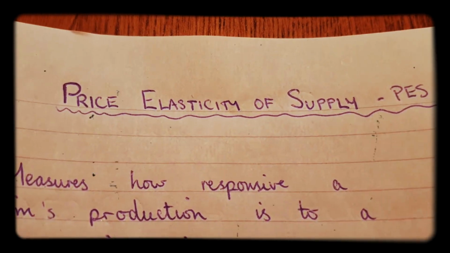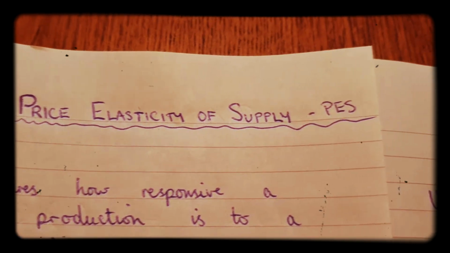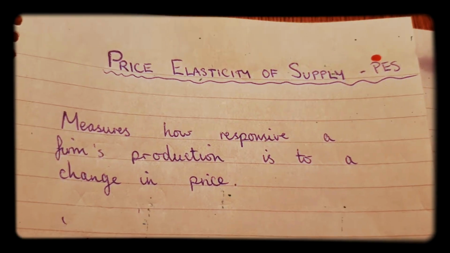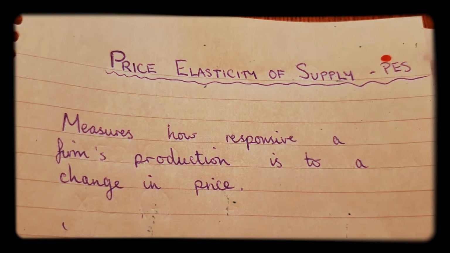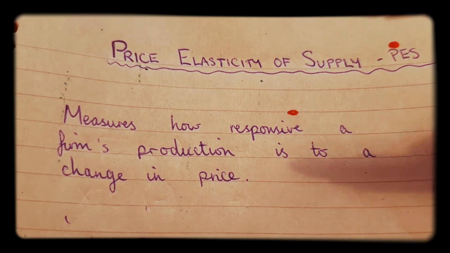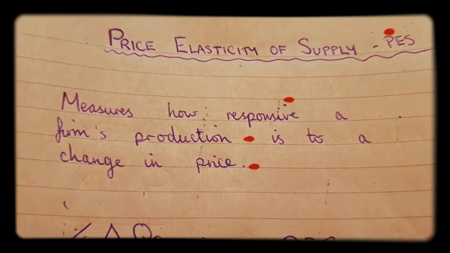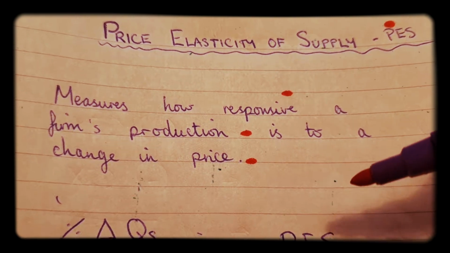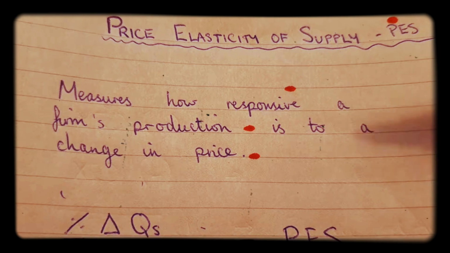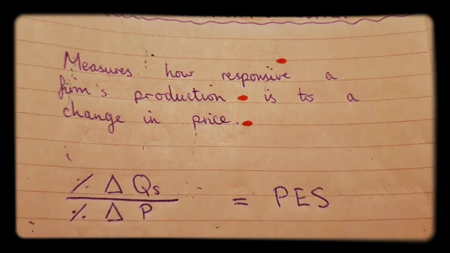In today's video, we're going to be going over the price elasticity of supply. This is also known as the PES. So what does PES look at? Basically, it measures how responsive a firm's production is to a change in price. So, for example, if prices go up, how much is the firm's production going to change? Are they going to produce a lot more, or only a little bit more?